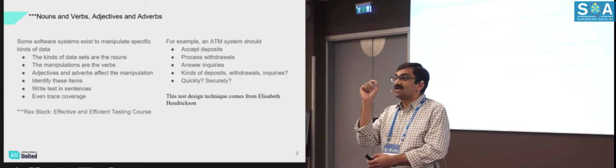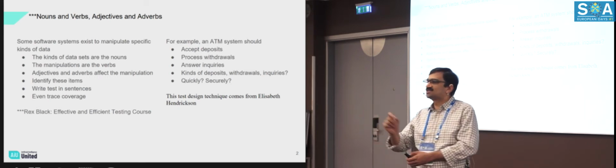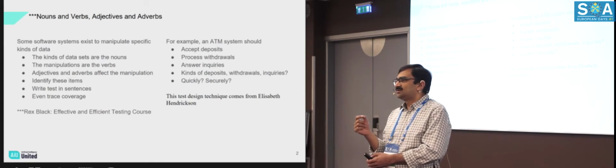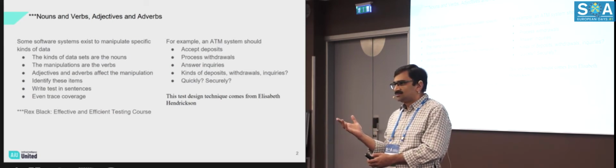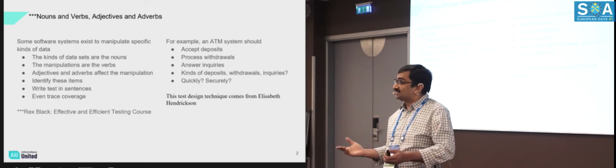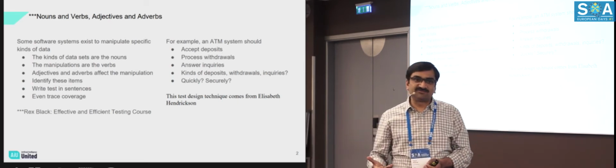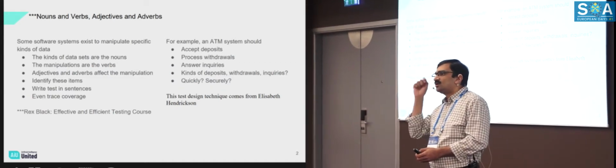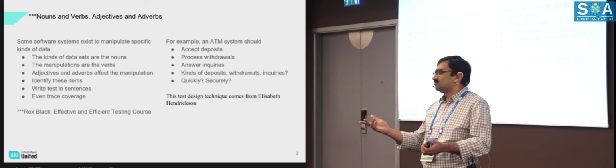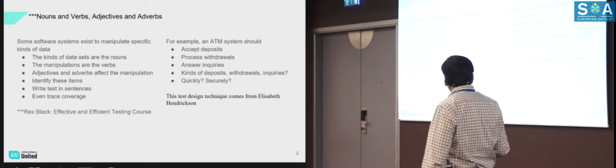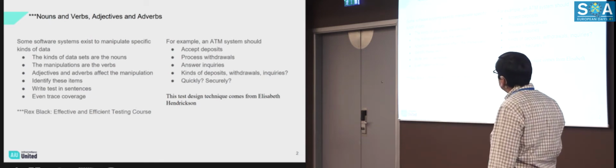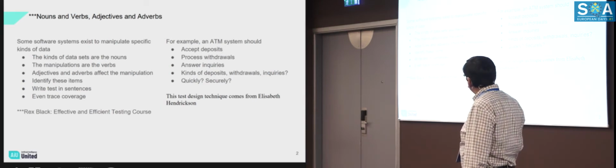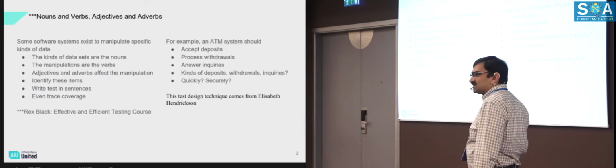So how do I know? I identified the nouns. Nouns are the things to be tested. The verbs that can act on that noun are the actions to be taken. So writing test cases, or teaching how to write test cases, is very simple. You tell people, read the requirement, extract the noun, look at all the verbs that can act on that, and you've got your test case. Elizabeth Hendrickson created this technique called the noun and verb technique. And of course, you can then have adjectives and adverbs as well. For example, you can say accept deposit. What kind of deposit?